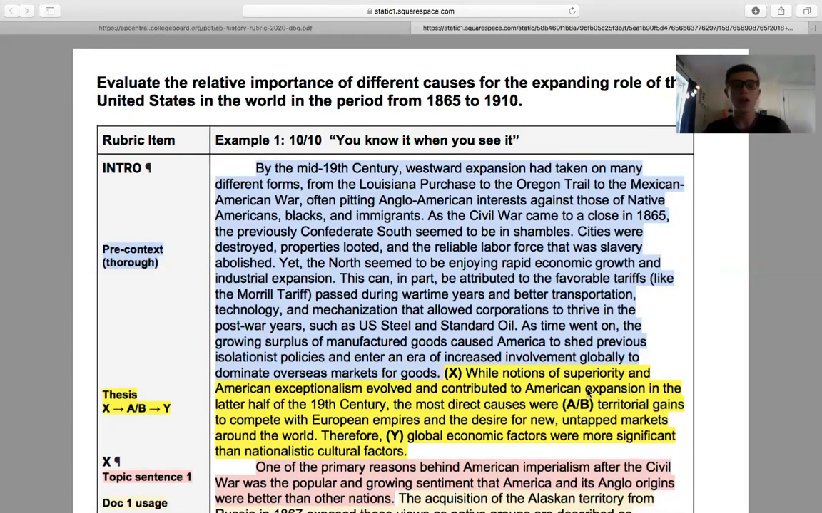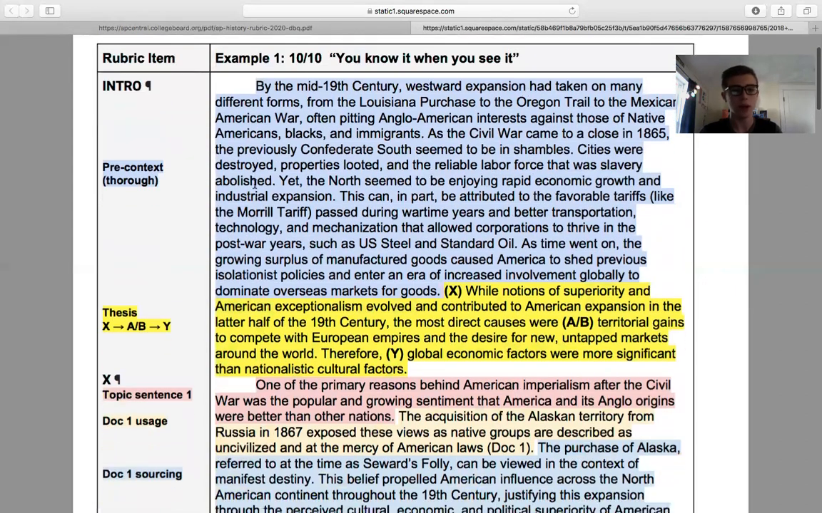Okay. Evaluate the relative importance of different causes for the expanding role of the United States in the world in the period from 1865 to 1910. So this is the best, like this is a 10 out of 10. This is the most points you can get. As you can see, they put their pre-context first. I personally like to put my thesis first and my contextualization after that, to give more context into the thesis, but it's up to you.